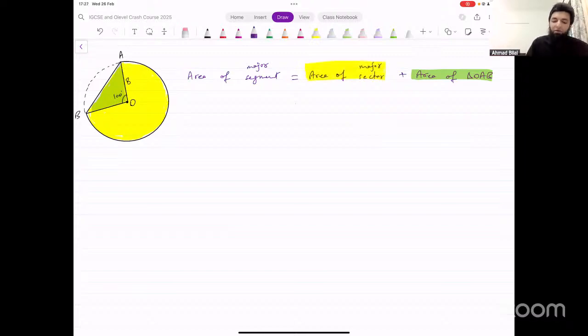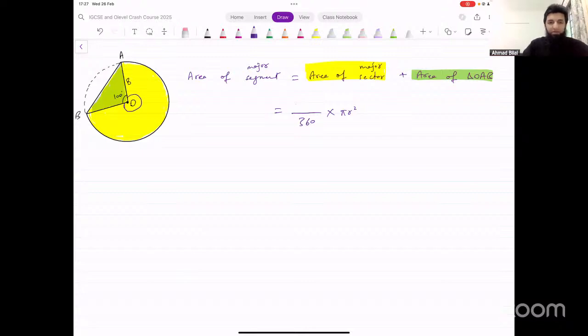Okay, now how can we do that? Area of sector, what is that given by? Theta over 360 into pi r squared. Now, what's the theta? What's the angle? Remember, we're talking about this yellow region. We're not going to use angle 100 here. The angle of this sector is basically this angle here. What's this angle?